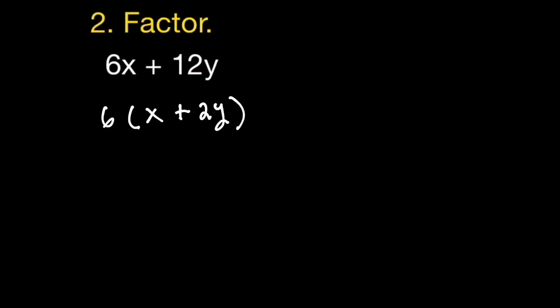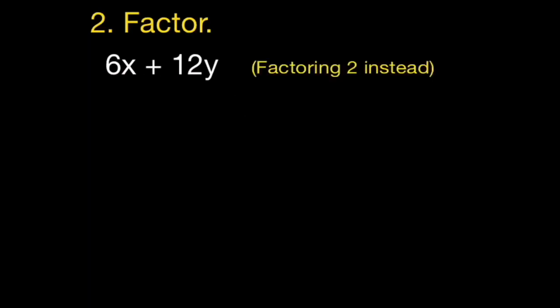Now 6 and 12 do share a factor of 3 and a factor of 2, but I chose 6 because 6 was the biggest one that can divide both. Let's explore what would have happened if instead we would have factored a 2. So here, factoring the 2, we can rewrite the expression as 2 multiplied by 6x divided by 2 gives us a 3x, and then a positive 12y divided by 2 gives us a positive 6y.